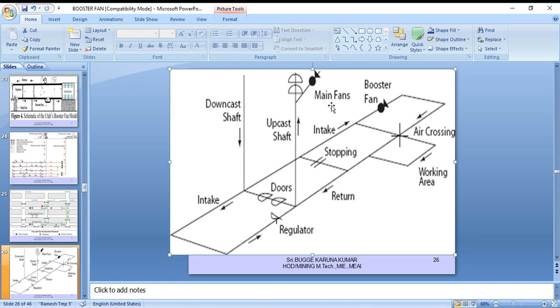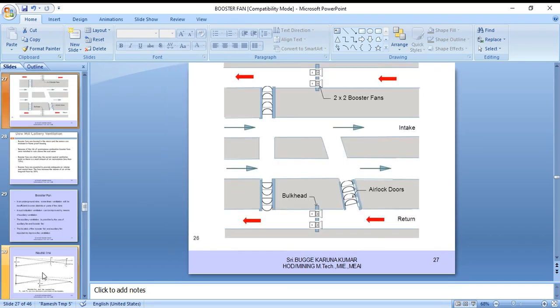Stoppings. The stopping, the intake is there. Main fan, booster fan is there. So this is called the main regulator system. Right, booster fan, return airway, intake is there. Air locking doors, bulkhead, return fan system.